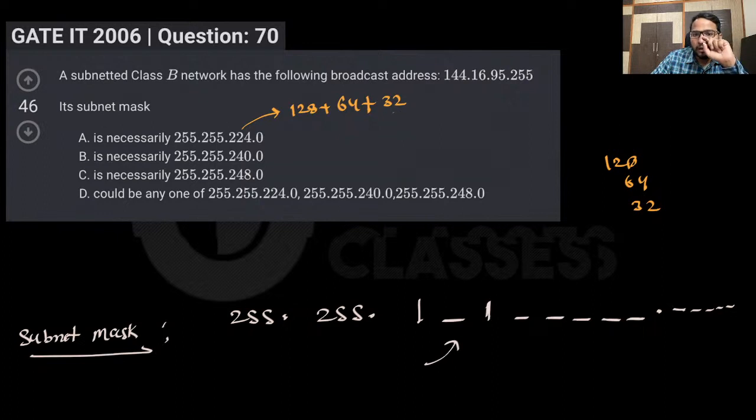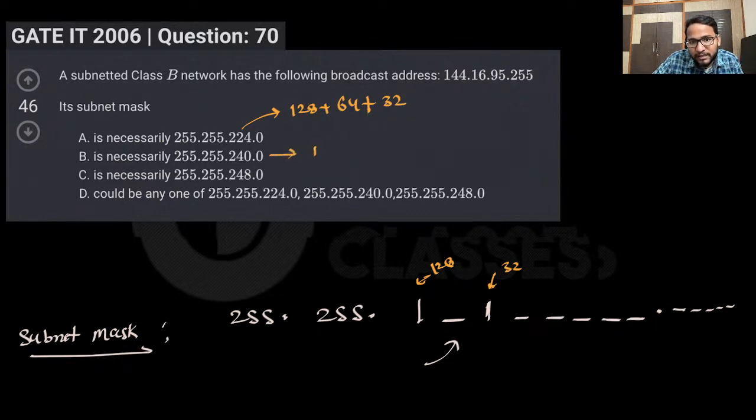Now tell me, is this a valid subnet mask? Don't worry about anything else. Do you have these 2 bits, which are 128 and 32? This should be 255.255 first of all. Do you have 128 and 32? Yes, you have. Then this can be a subnet mask, but they are saying it is necessarily a subnet mask. No, necessarily this is not a subnet mask, but this can be a subnet mask, right?